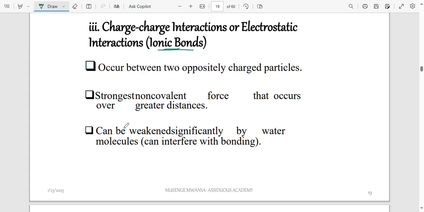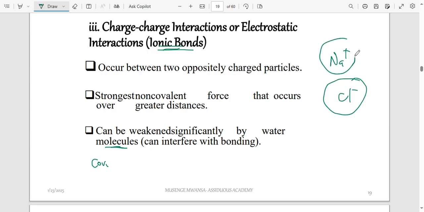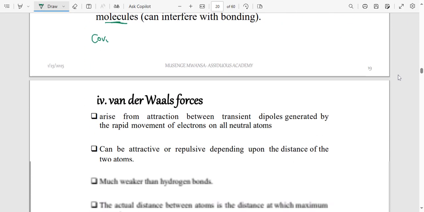When you look at the strength of bonds, covalent bonds are the strongest, followed by ionic bonds, then hydrogen bonds, and then van der Waals forces. These ionic bonds can be weakened significantly by water molecules. The reason is that when you have sodium here and chlorine here, sodium chloride, and you put it in water, water is going to come and surround the chlorine and surround the sodium, and so they will be weakened in water.